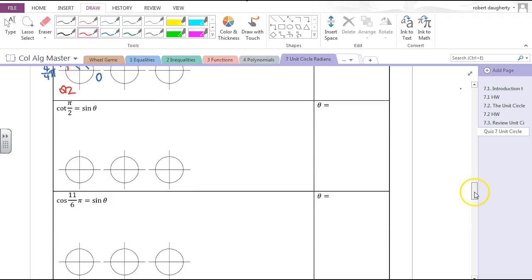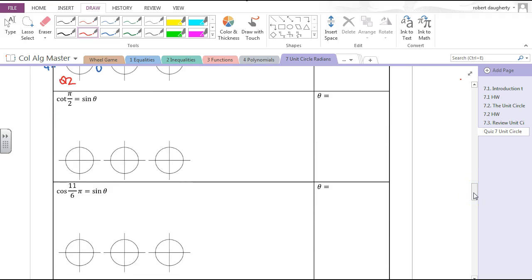Cotangent of pi over 2 equals the sine of theta. Okay, figure out the cotangent of pi over 2. Cotangent is x over y. At pi over 2, what is your x coordinate? It is 0. What is your y coordinate? That is 1. Don't write undefined. 0 over 1 is 0. So that tells me that the cotangent of pi over 2 is 0.